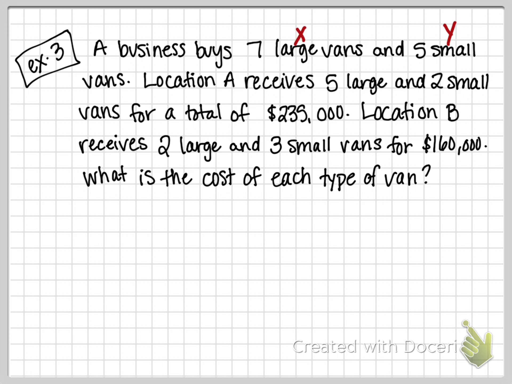Location A receives 5 large and 2 small vans for a total of $235,000. Location B receives 2 large and 3 small vans for $160,000. What is the cost of each type of van? How would we set up a system of equations to solve this? The first one would be 7x plus 5y. Yep. And the second one would be 2x.